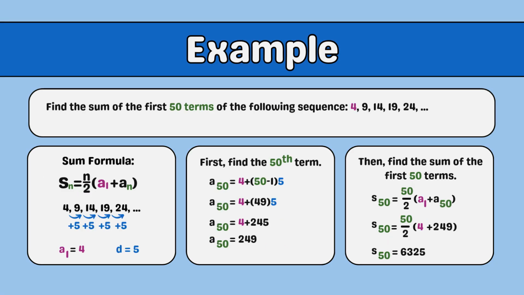Next, in the example, we need to use the series formula to get the sum of 50 terms starting from 4 to the 50th term. First, identify the sequence type. By looking at the adjacent terms, we can determine it is an arithmetic sequence. Since you have learned in previous slides that the series formula uses the first and 50th term, let's calculate the 50th term of this sequence first using the explicit formula, then find the sum of 50 terms using the series formula. Finally, you get s of 50 as 6325.